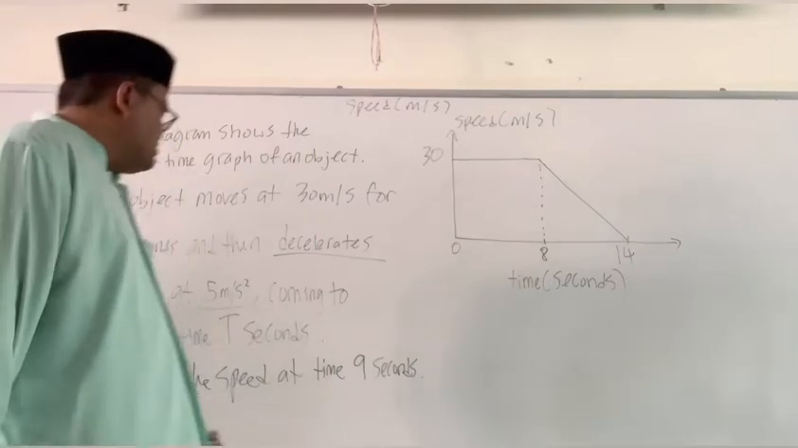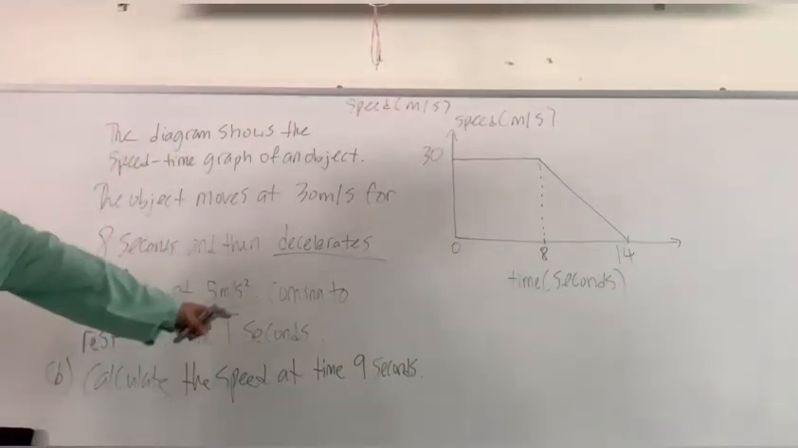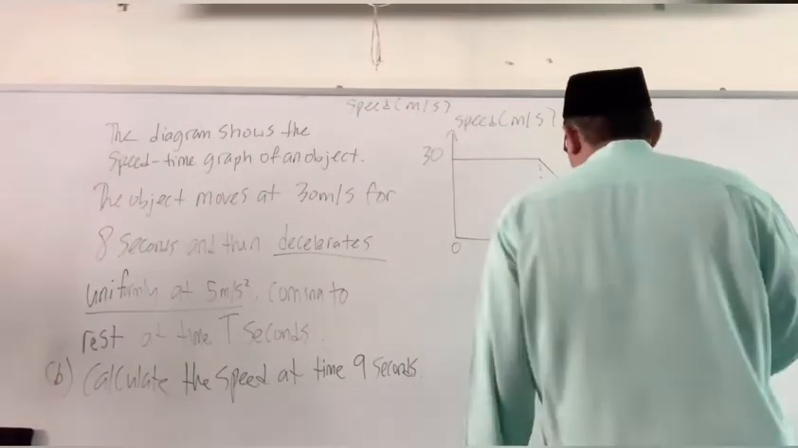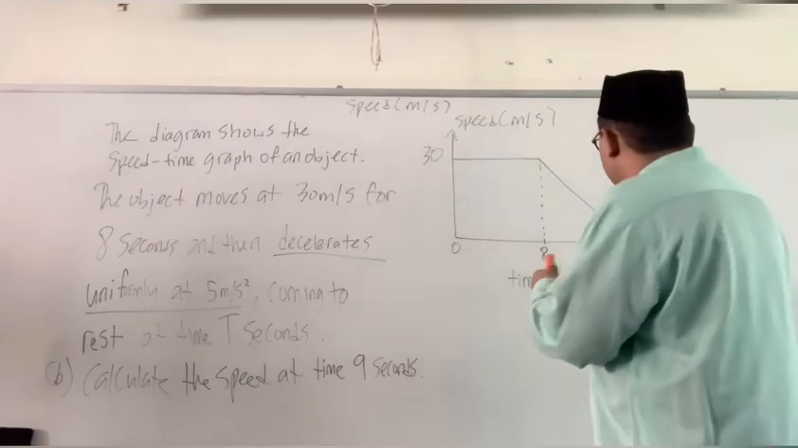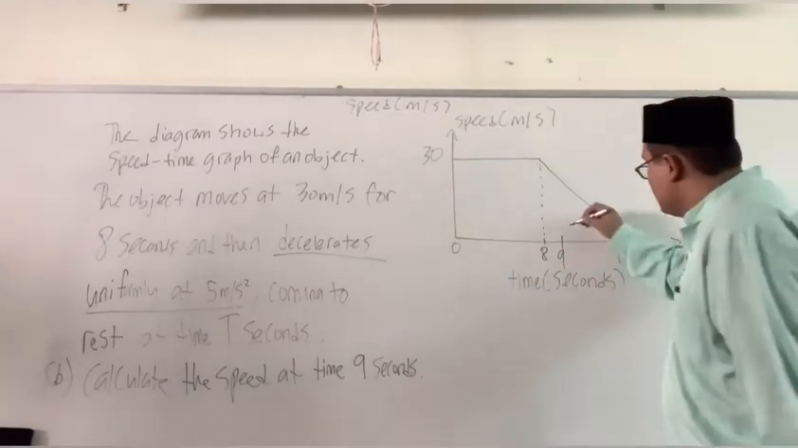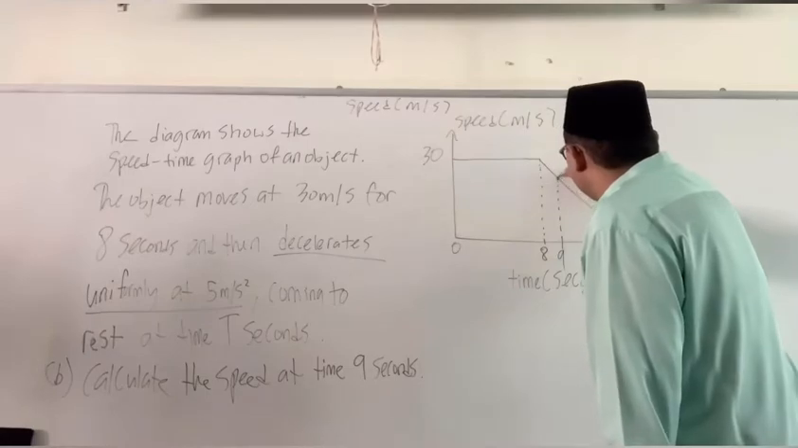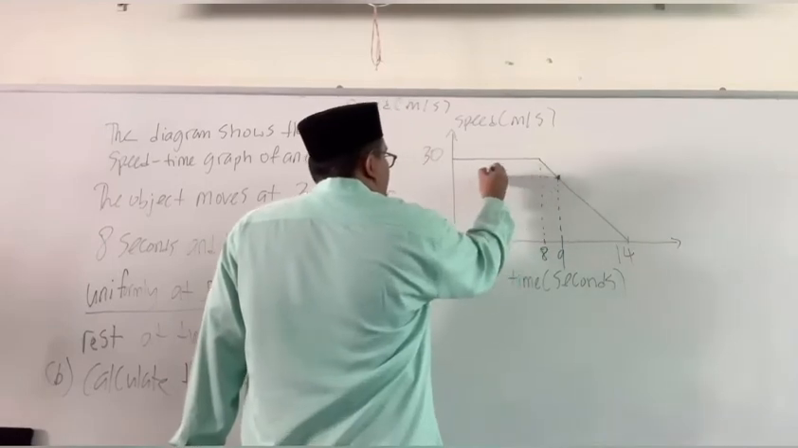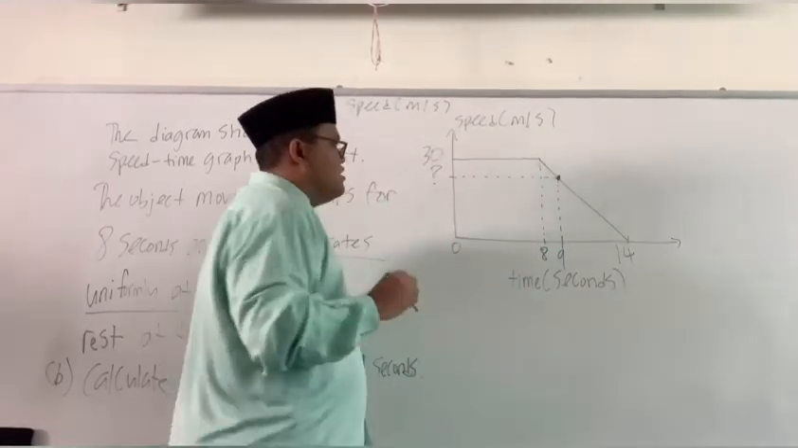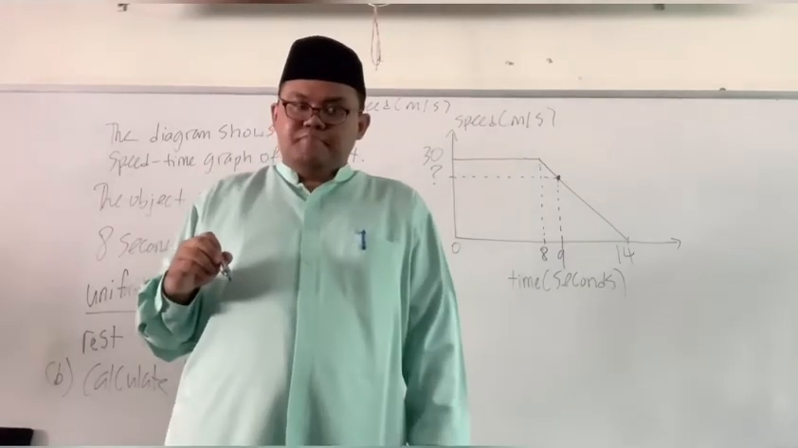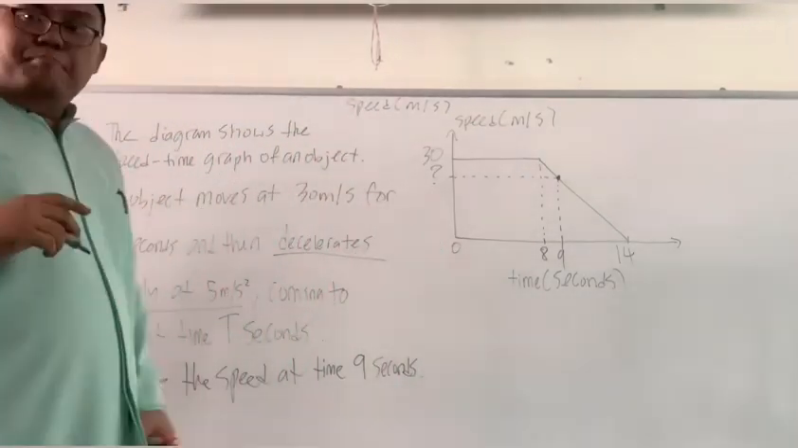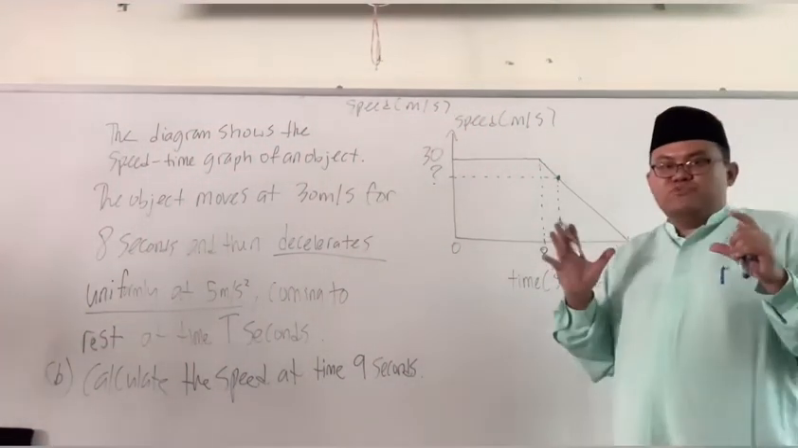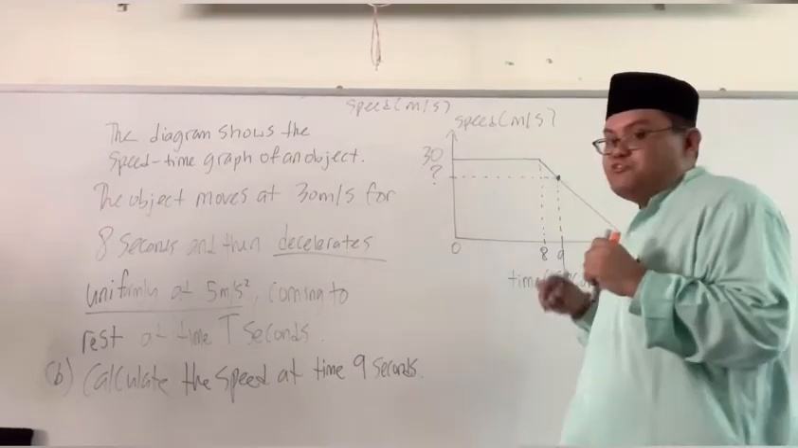Now the next question. Calculate the speed when the time is 9 seconds. So where is the point where the time is 9 seconds? It is somewhere over here. So this point. So the question is asking at this point, what is the value of the speed? Okay. Now, like in the previous video, we have to form an equation to find the speed.